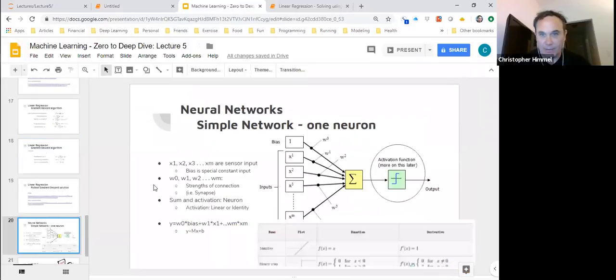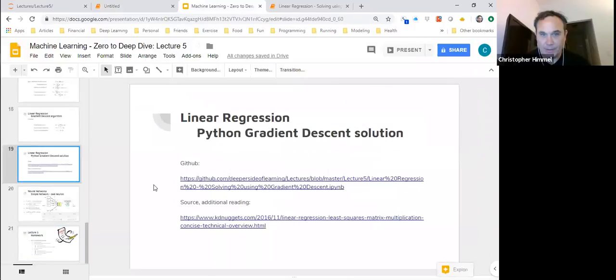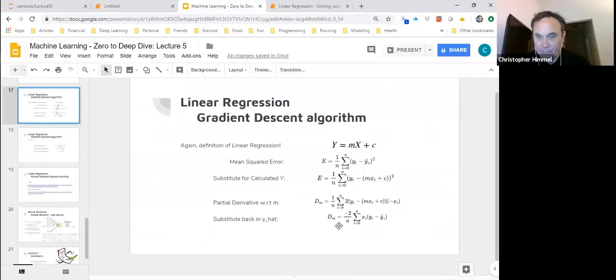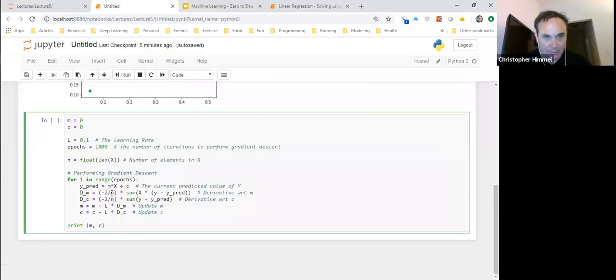So go down, where are we here? Okay, this formula, this M minus L times D sub M. So D sub M is minus 2 over N times the sum of X times (Y minus Y prediction). So I just reproduced those formulas here for D sub M and D sub C. But I needed Y prediction, because that's my Y hat.